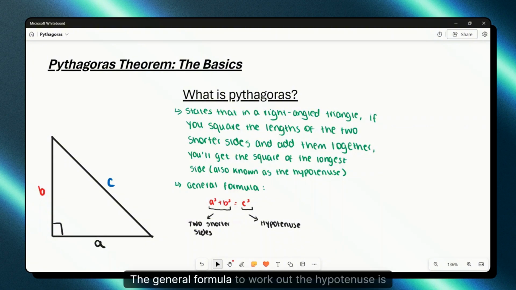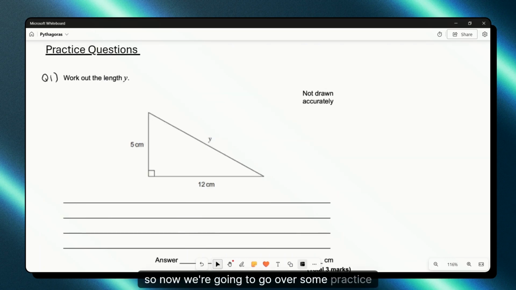The general formula to work out the hypotenuse is given by a squared plus b squared is equal to c squared. Right, so now we're going to go over some practice questions just to make sure you guys properly understand the concept of the Pythagoras Theorem.